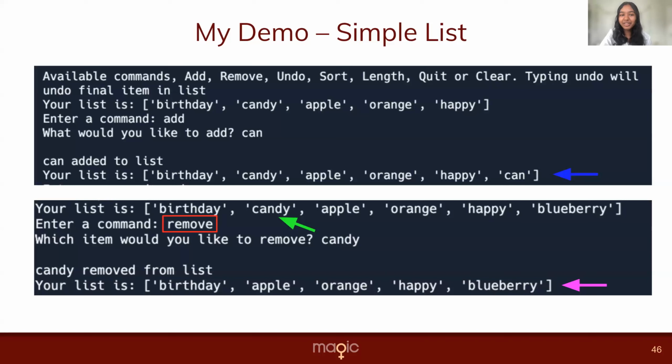The list includes multiple commands such as add, remove, sort, length, and clear. The site will prompt the user to type a command. In the image, the first list includes 5 items: birthday, candy, apple, orange, and happy. After typing add and can, the list includes 6 items: birthday, candy, apple, orange, happy, and can. The second example I have is for the command remove. After typing remove and then candy, the candy is removed from the list.